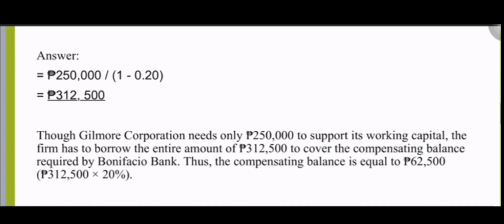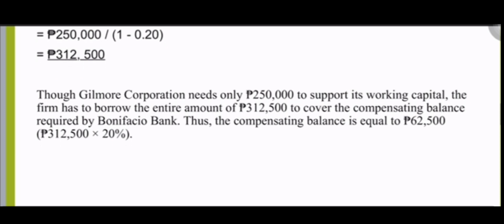So, yun. Though Gilmore Corporation needs only 250,000 to support its working capital, the firm has to borrow the entire amount of 312,500 to cover the compensating balance required by Bonifacio Bank. Thus, the compensating balance is equal to 62,500, which is 312,500 times 20% po nun. Yun po yung kalabas sa 62,500.